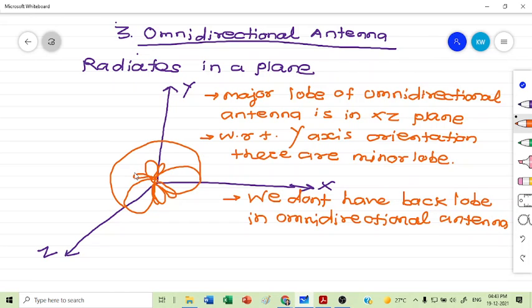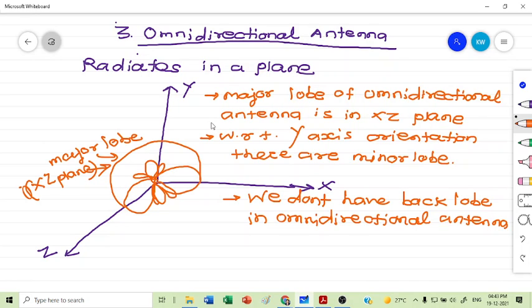Now this is the major lobe. And the major lobe is in which plane? It is the XZ plane. Major lobe is in the XZ plane. This is the XZ plane.